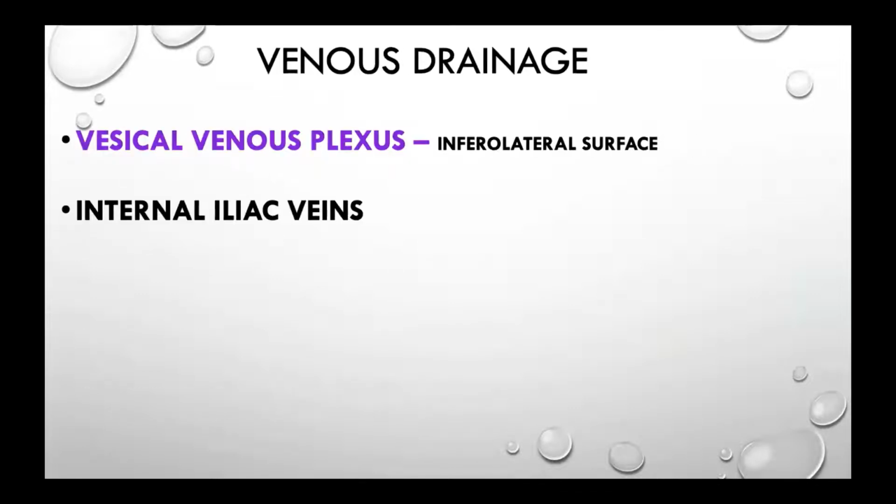And coming to the venous drainage, there is a venous plexus formed near the inferior lateral surface of the urinary bladder. We call it the vesical venous plexus, and it ultimately drains to the internal iliac veins.